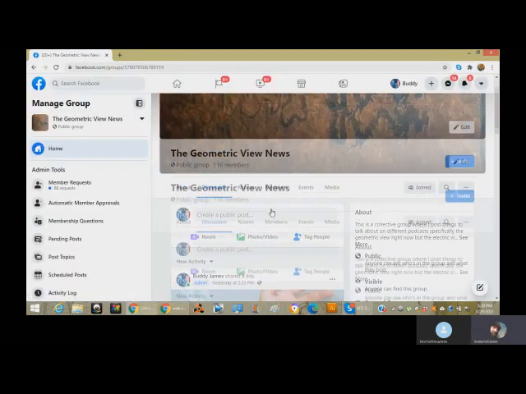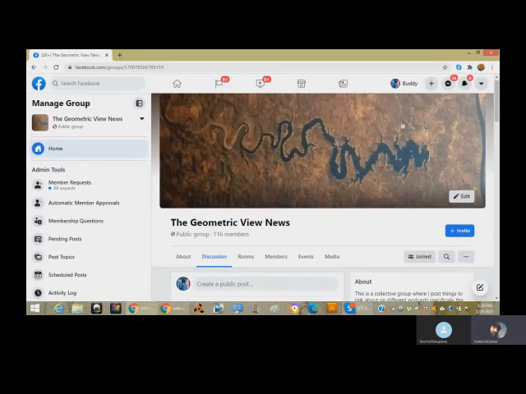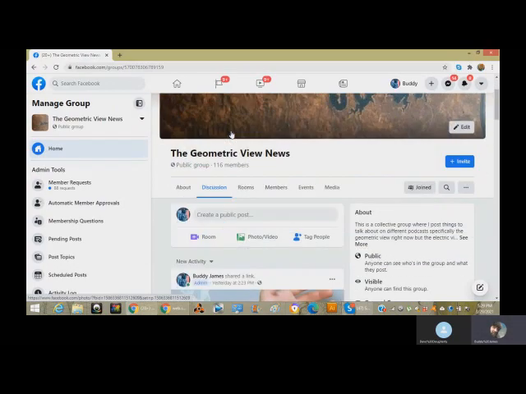All right, here's the news hour and the geometric view news. Of course, we have a river that happens to look like a dragon. Associate the two as you will.